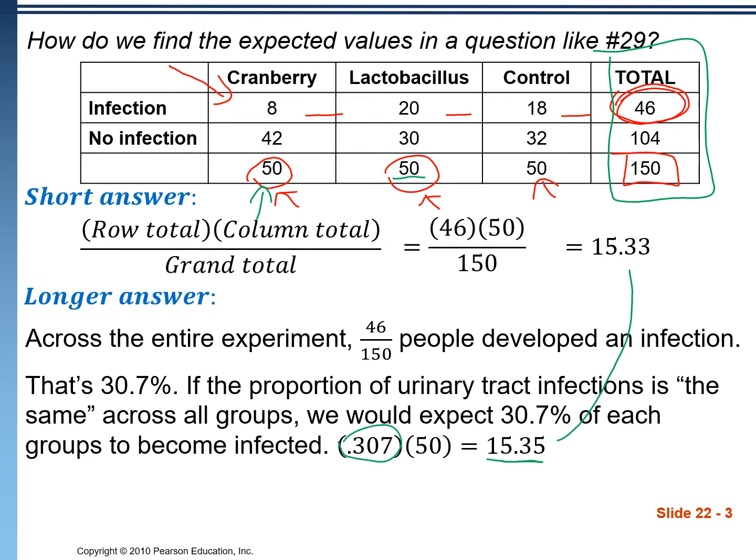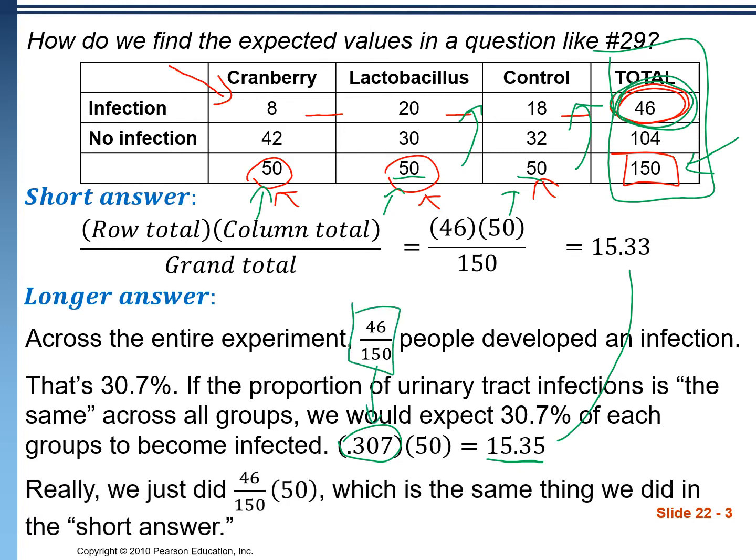If these sample sizes were different, okay, we would just take that 30.7% that we got from this number out of 150 and multiply it by whatever our sample sizes are. That's going to give us expected values for these cells. Note that when we're doing this, 30.7% is just this fraction. So we're really doing that fraction times the sample size, which is row total times column total over the grand total.